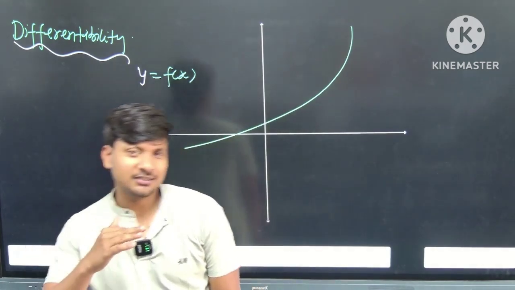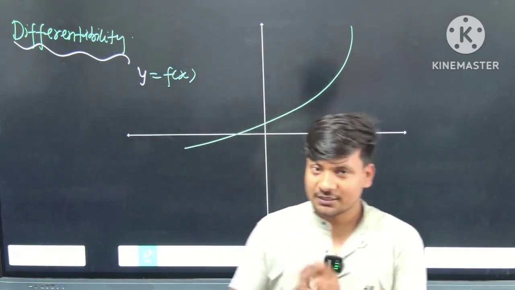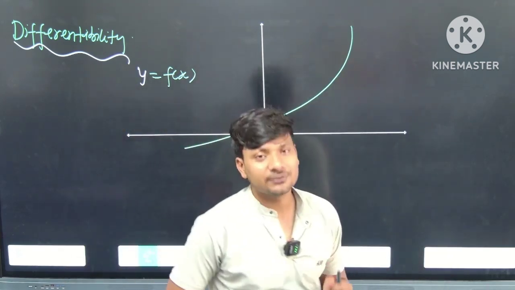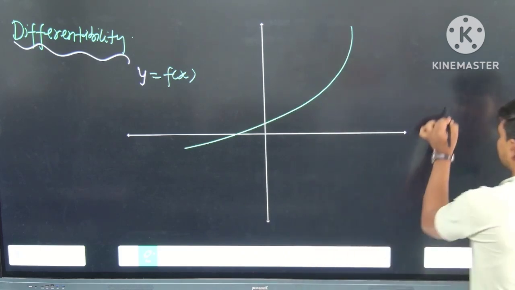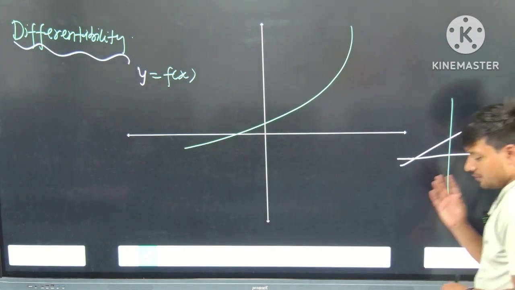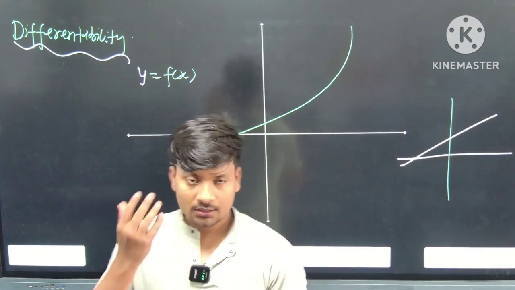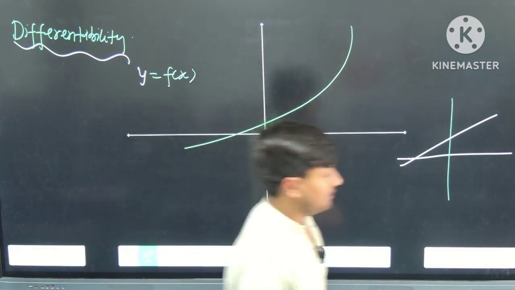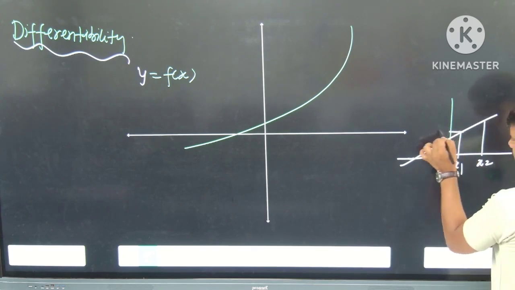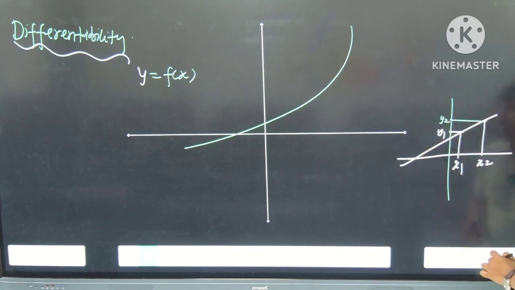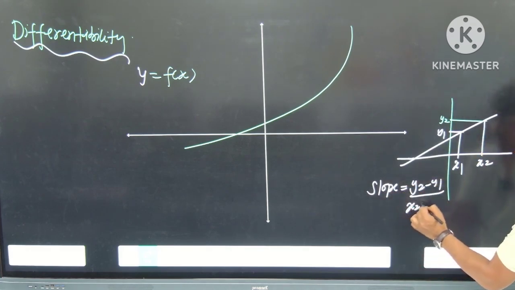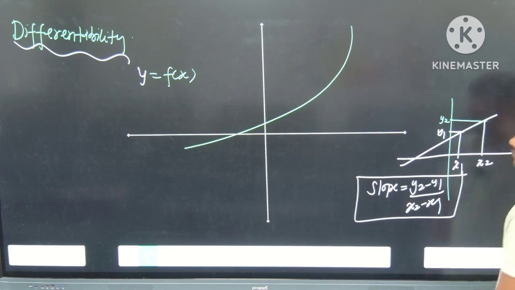In the past, in class 10th, we discussed the slope of a line. How can we find the slope of a straight line? We can find the slope of this line from two points. Suppose this is x1 and this is x2, this is y1 and this is y2. So slope is defined by (y2 minus y1) upon (x2 minus x1). This was the slope of a straight line.